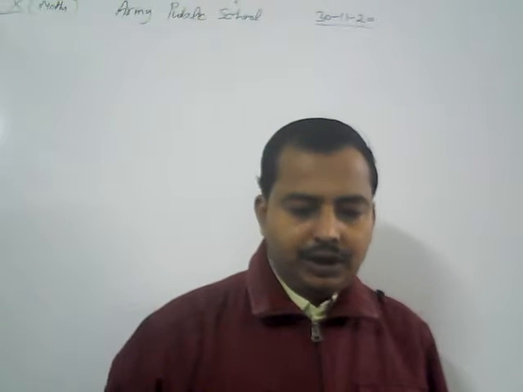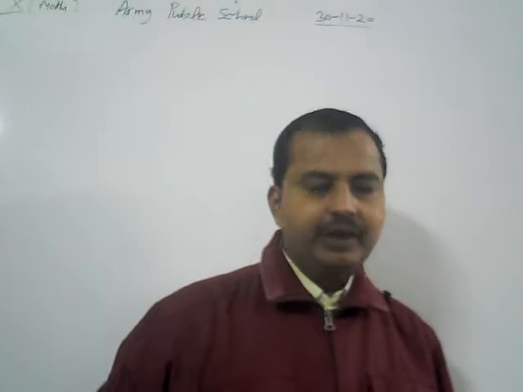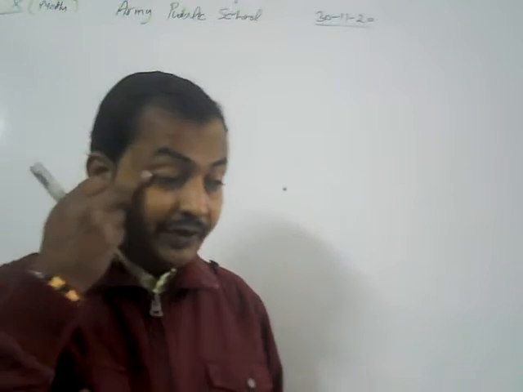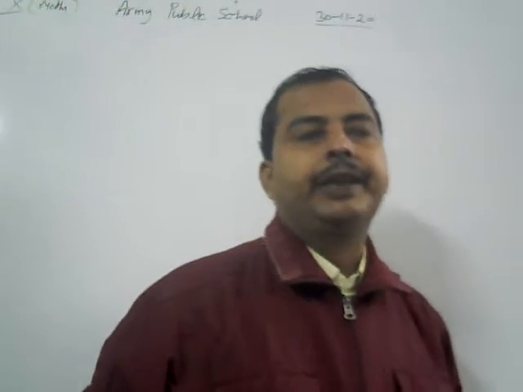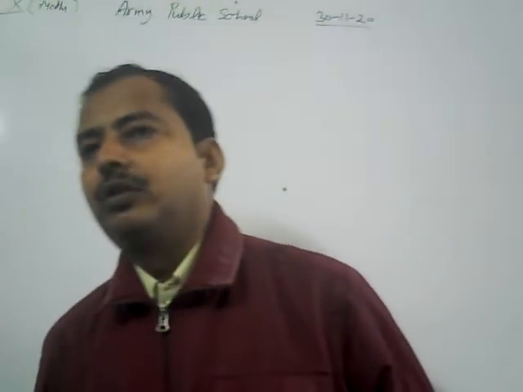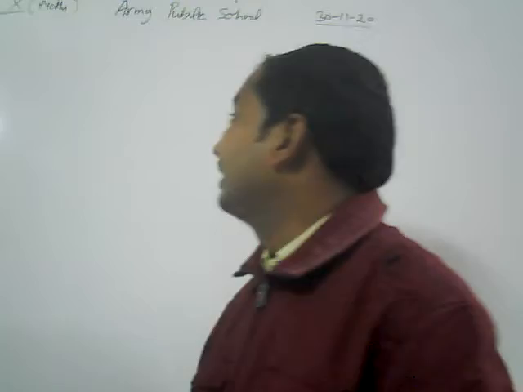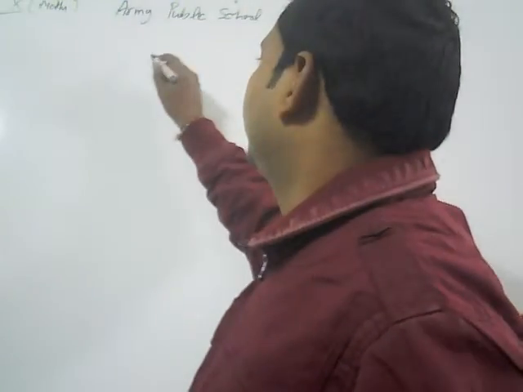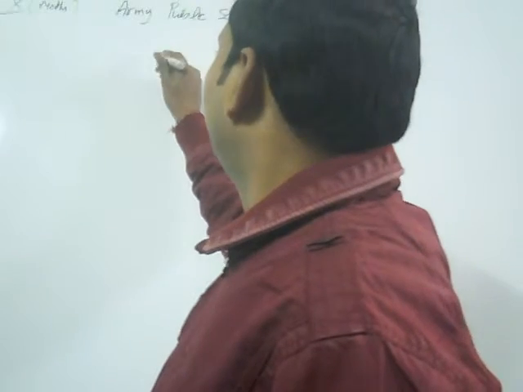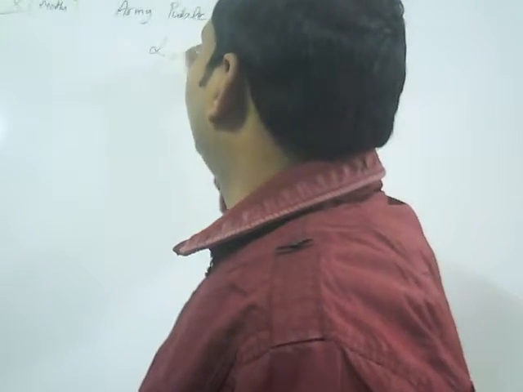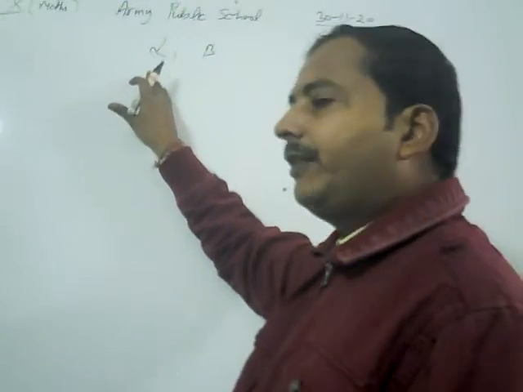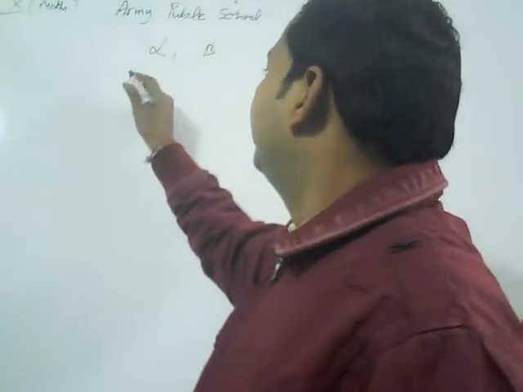In today's class, we are going to discuss that whenever we have given zeros of a polynomial, how can we form a quadratic polynomial there. So suppose we have given two zeros alpha and beta, and we have to form a quadratic polynomial.